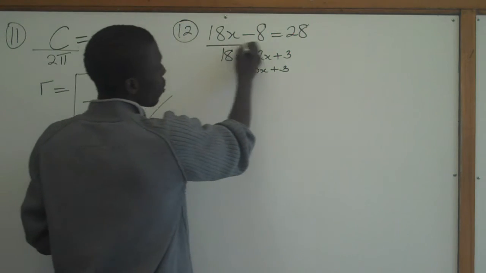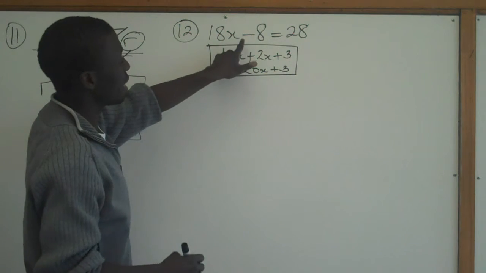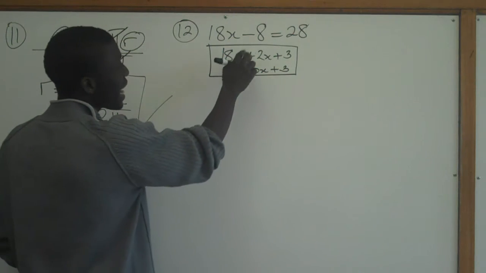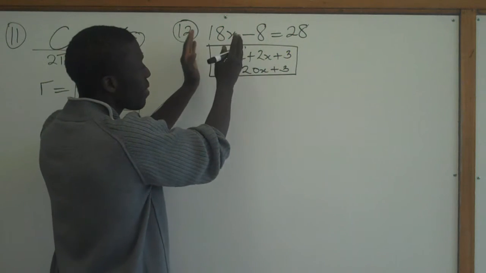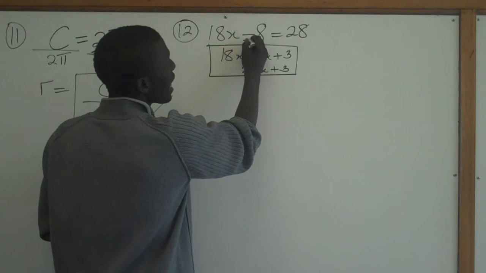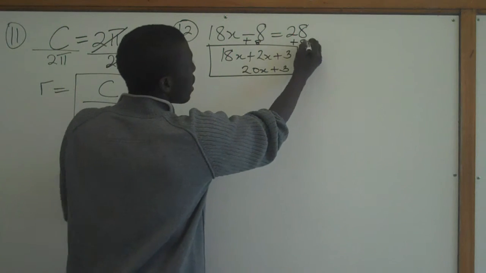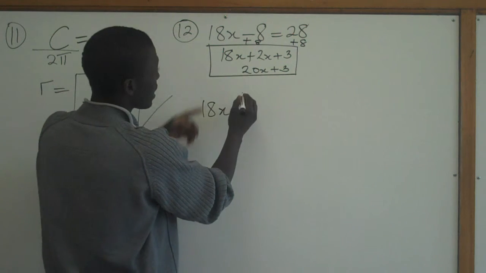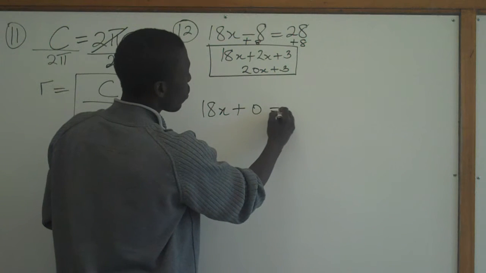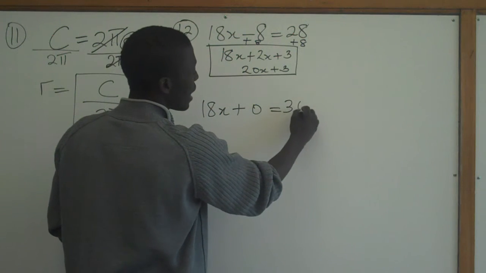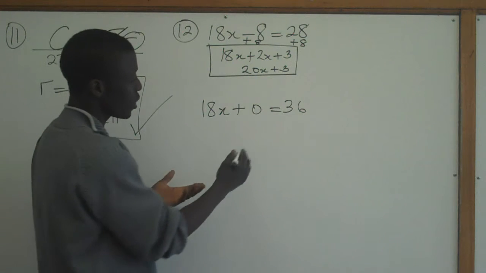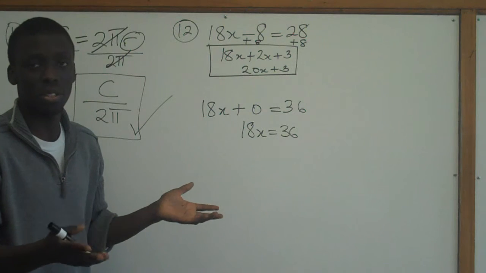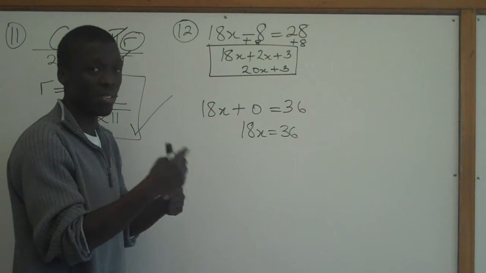Back to our question though, since we know that 18x minus 8 is equal to 28, the first thing we want to do is to add 8 to both sides because we're trying to get rid of everything else so that x is by itself. If we add 8 to both sides, on the left side we now have a 0. So it's 18x essentially plus 0 is equal to 28 plus 8, which is 36. So 18x plus 0 is 36, which of course would be 18x is equal to 36, because anything plus 0 remains the same thing. 0 doesn't add any value to a number.